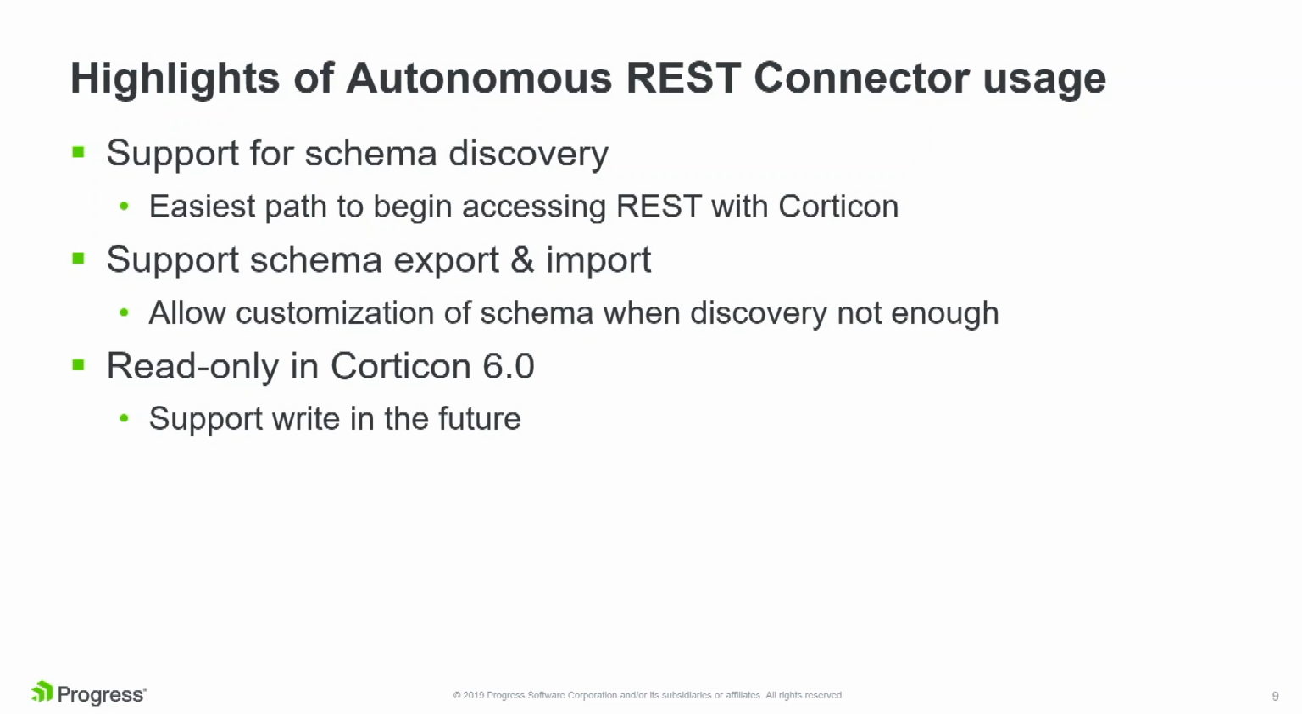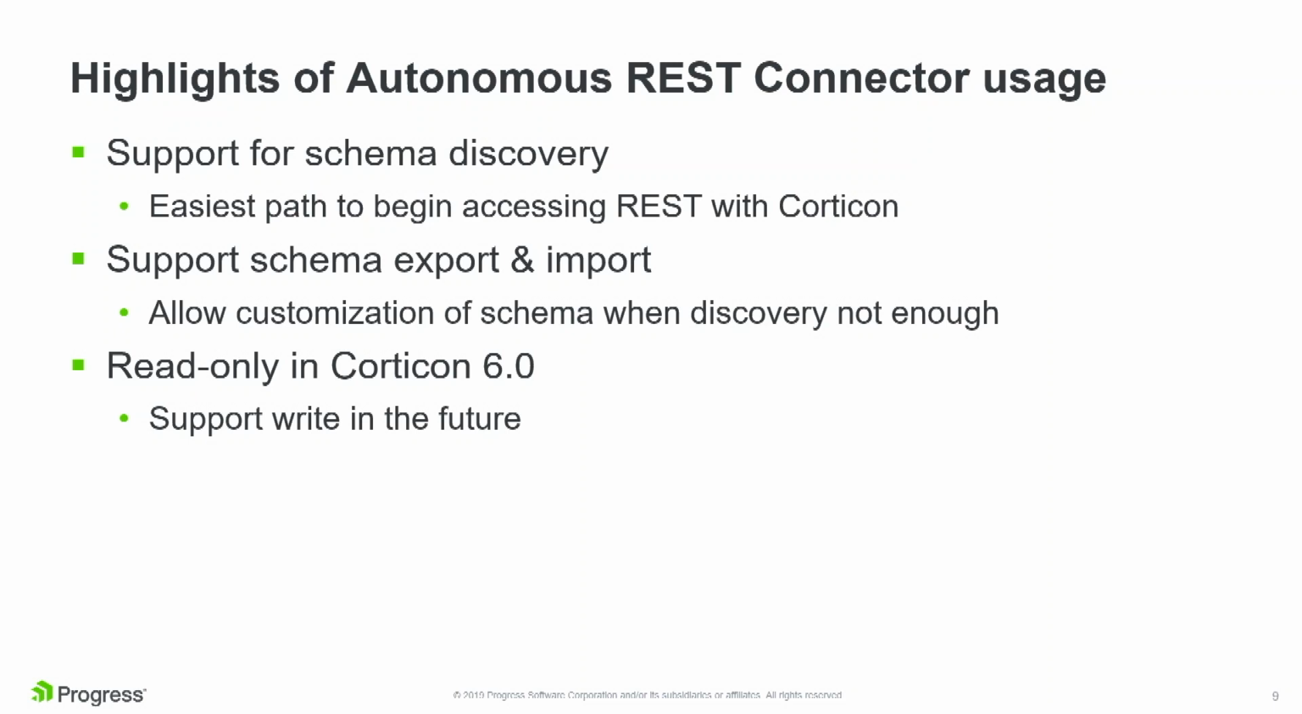So, just some quick highlights of the features that we're taking advantage of with the Autonomous REST connector. We're supporting the schema discovery mode. With Arc, you give it a URL, and you can just let it discover the schema for you, and then proceed from there. That works really well in Corticon because someone doesn't have to have details of how it's going to get mapped necessarily into a database schema.